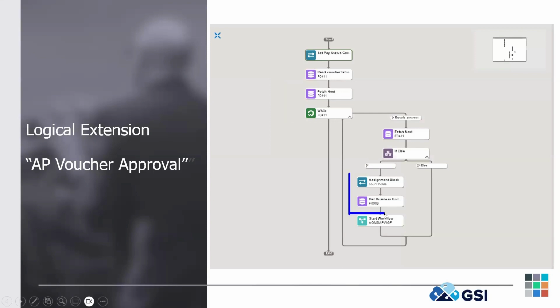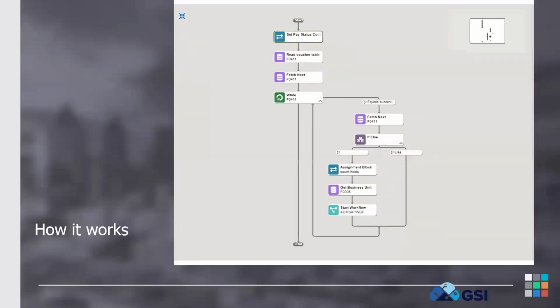Then we read the business unit to get who the business unit owner is. That's the F0006 table. And then the extra new one in here is to be able to start a workflow from the logic extension, right? And that's in the Workflow Studio within the Orchestrator Studio as well. So this is the flow that we're going to walk through in our solution.